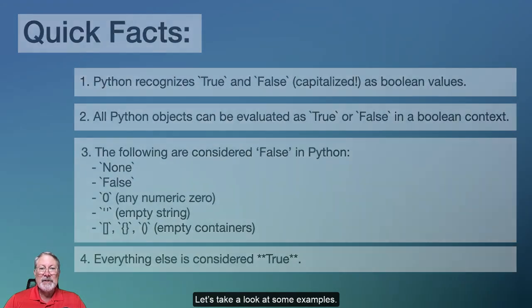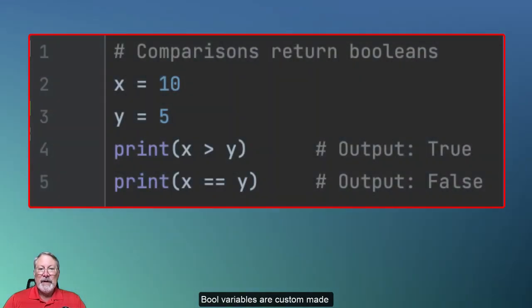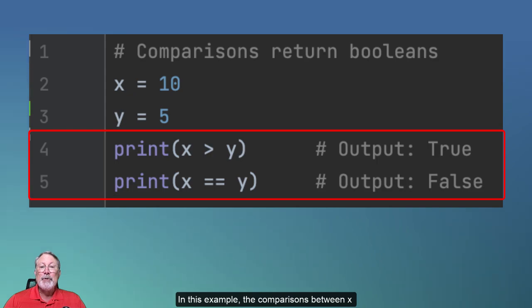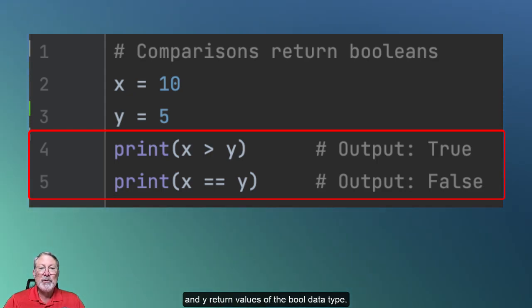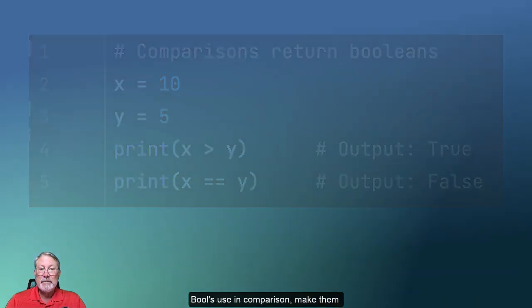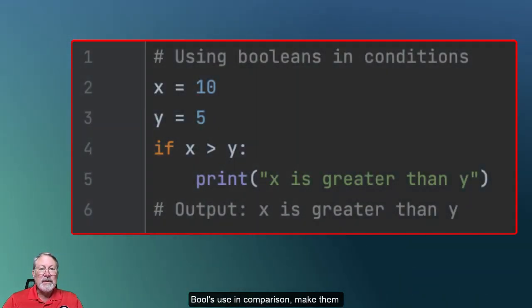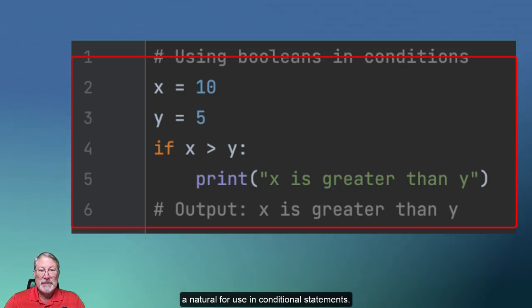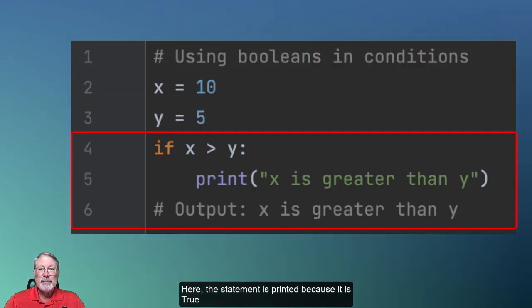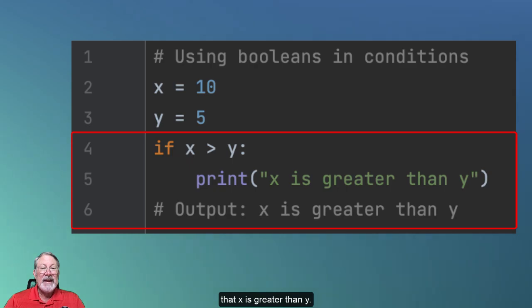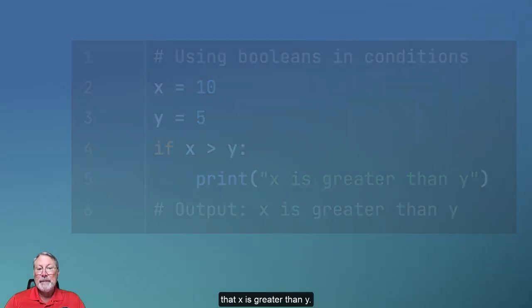Let's take a look at some examples. Bool variables are custom-made for doing comparisons in your code. In this example, the comparisons between x and y return values of the bool data type. Bool's use in comparison makes them natural for use in conditional statements. Here, the statement is printed because it is true that x is greater than y.